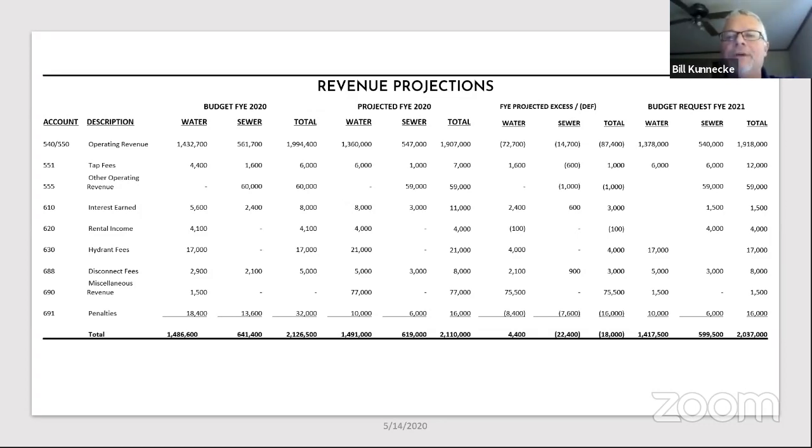For example, on the first line, operating revenue, it looks like what we budgeted, we're short 87,400 of what we will probably make for the fiscal year. Is that how I interpret that? Yes, sir. Okay, I'm good. Thank you.